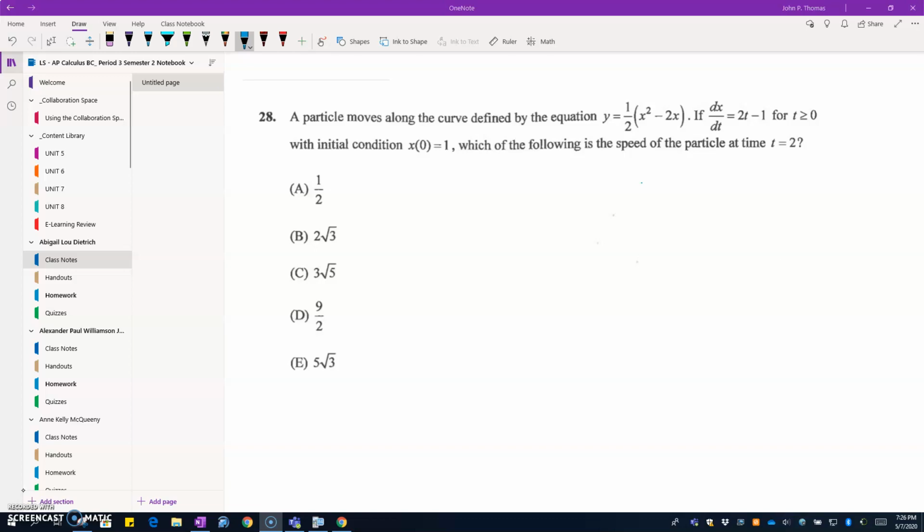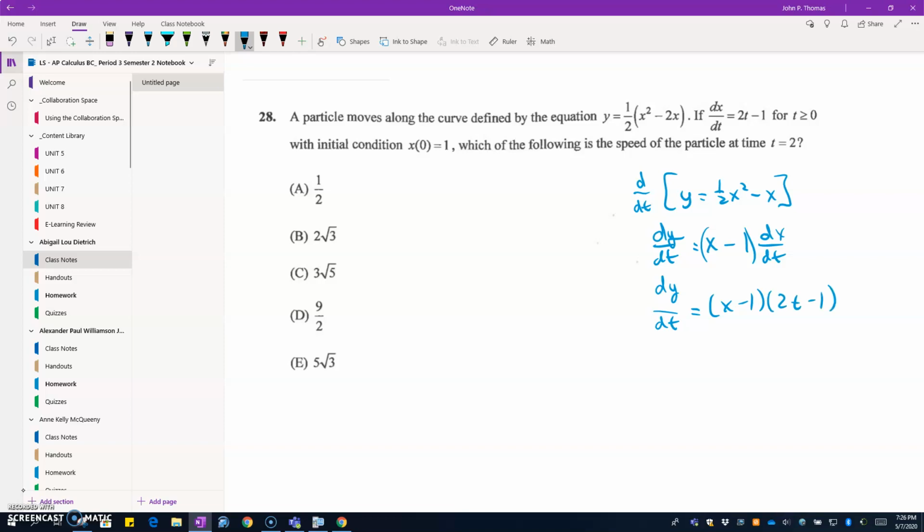But I initially thought, okay, I want speed, so I did d/dt of y equals 1/2 x squared minus x, if I distribute the half in. So then I get dy/dt equals (x minus 1) times dx/dt. And we know that dx/dt, right, is given to us. So we get (x minus 1) times (2t minus 1).